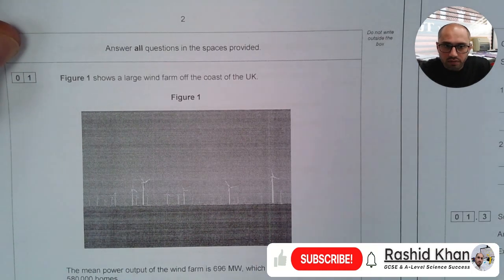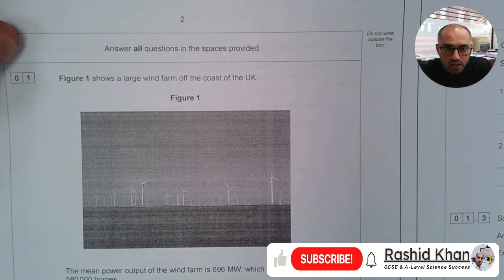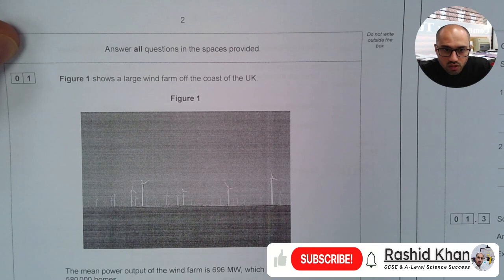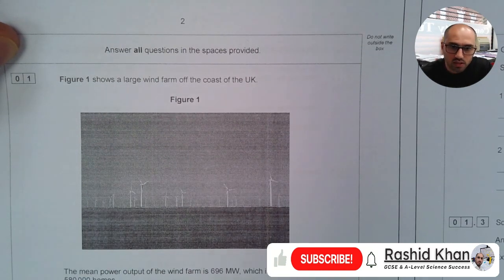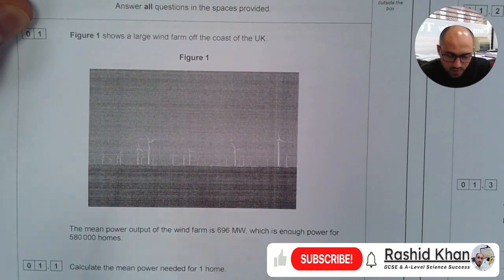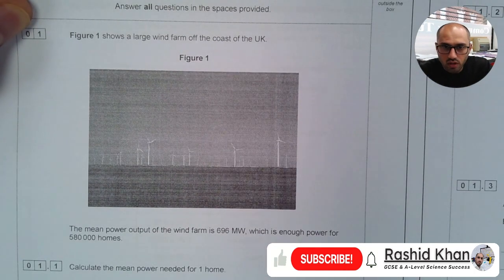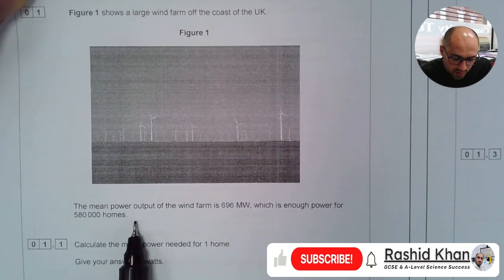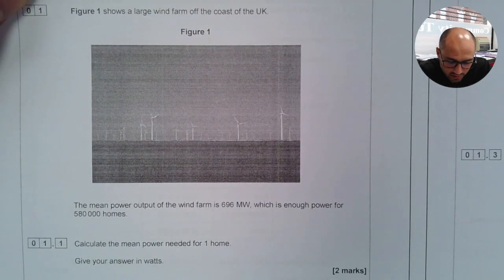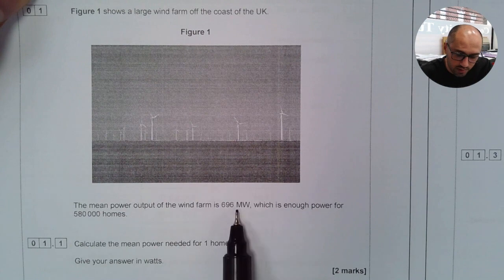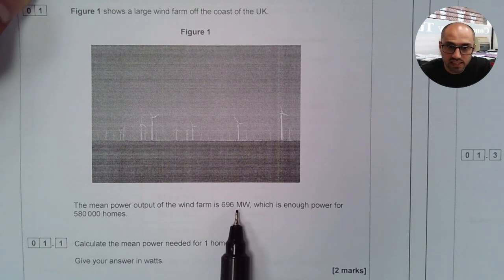Question 1. Figure 1 shows a large wind farm off the coast of the UK. So here's a diagram showing us the wind turbines responsible for generating electricity at the coast of UK. It says the mean power output of the wind farm is 969 MW. Now remember, this capital M stands for mega, and mega is a million.